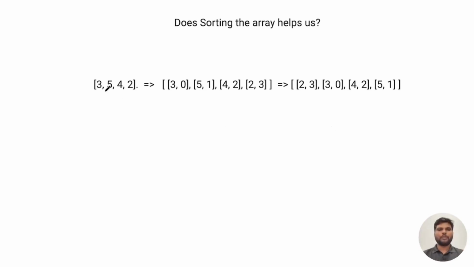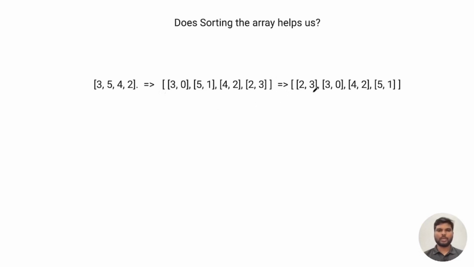So what we will do is transform the array into something like this. 3 will be transformed into 3 0, where 0 is the index of the 3. Similarly, 5 is transformed into 5 1, where 1 is the index of 5. Again, 4 is transformed into 4 2, so 2 is the index of 4, and 2 is transformed into 2 3, where 3 is the index of 2. After that we sort the array based on the first element.